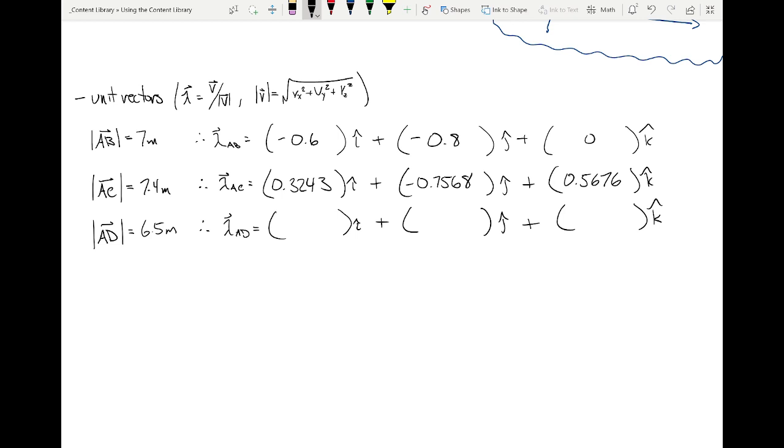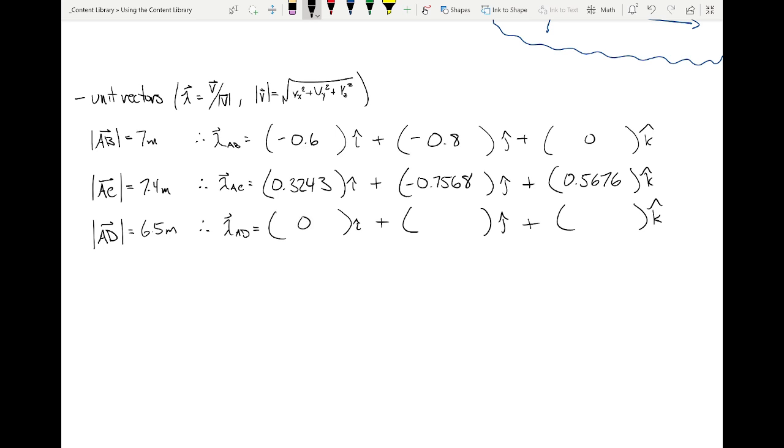So pile of junk times I, pile of junk times J, pile of junk times K. What's this one? That one's simple, right? One for the I component. Everybody following with what I'm doing here? Yeah, so this one's 0, right?